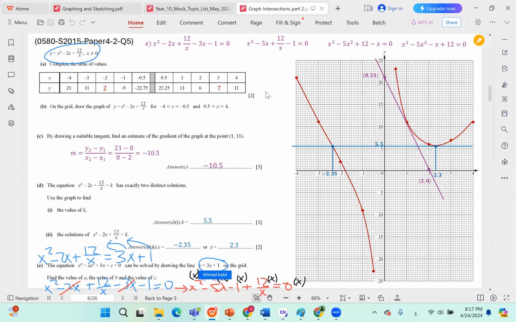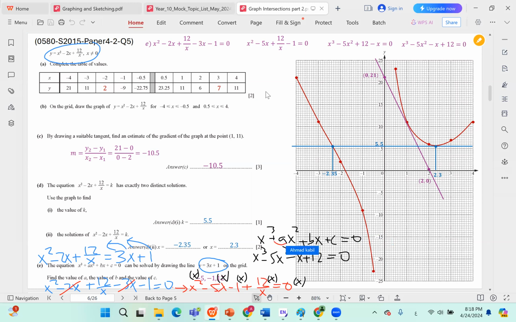So the equation becomes x power 3 minus 5x power 2 minus x plus 12 equals 0. And they said that the equation is x power 3 plus ax power 2 plus bx plus c equals 0. And they want the values of a, b, and c.